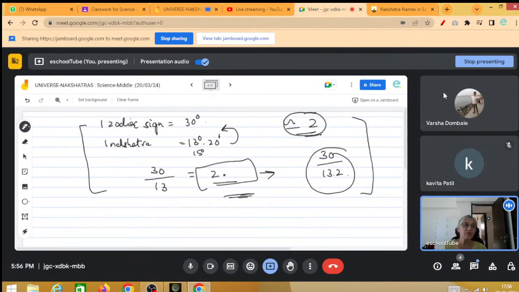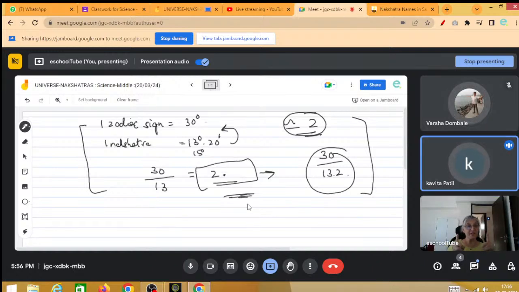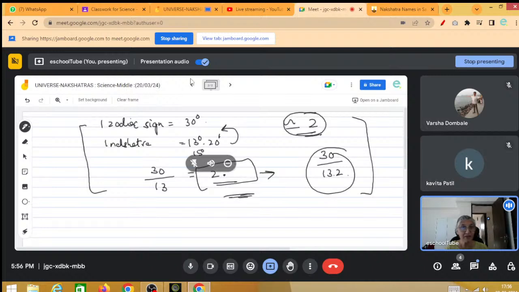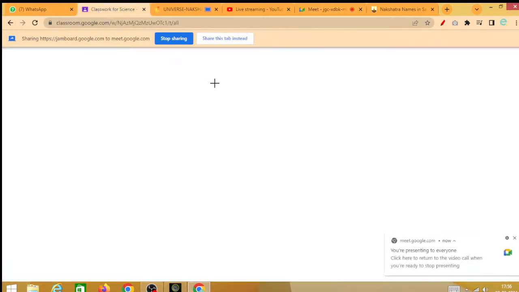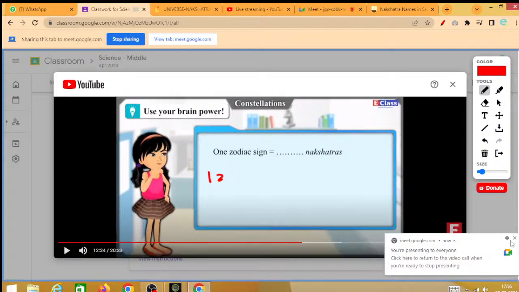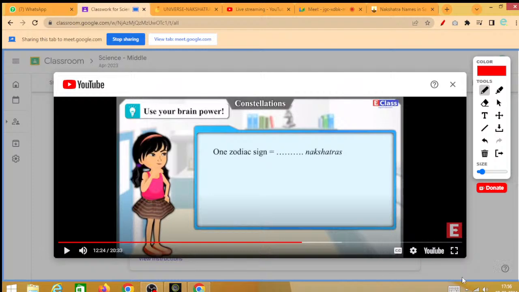Tell me, Yukti and Harshal. Yes, ma'am. Understood now how we can calculate? One zodiac sign is 30 degrees, one nakshatra is 13.20 degrees. Then how many nakshatras in one zodiac sign? 30 divided by 13.20. Fine? Yes, ma'am. So it's all maths. I don't think she's given the answer. So you calculate and write the exact answer.